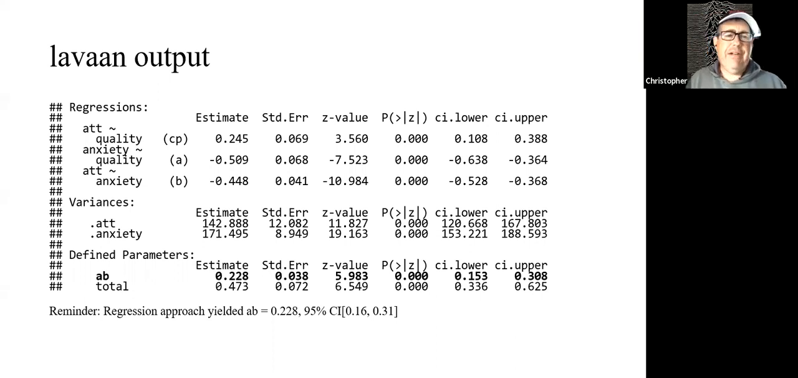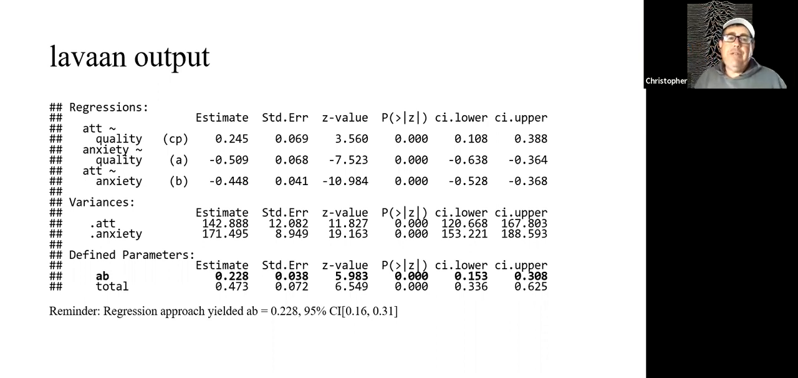The piece here with the variances, we don't need to worry about that. And then defined parameters, that's where we're going to get the indirect effect. It also gives us the total effect. So the indirect effect gives us an estimate of about 0.23, and we can see it gives us a standard error and z-value, but I'm just going to use the confidence interval. The confidence interval here ranges from about 0.15 to about 0.31.